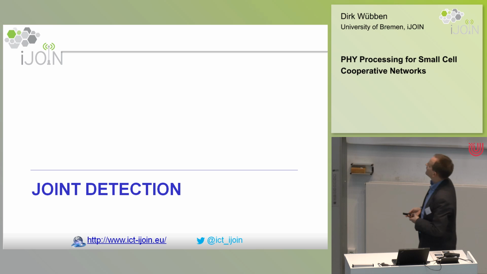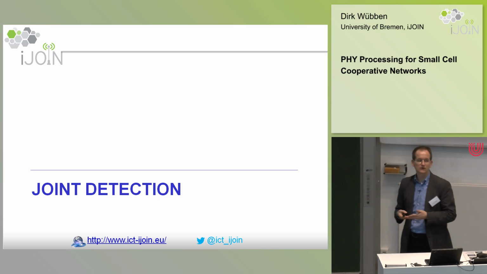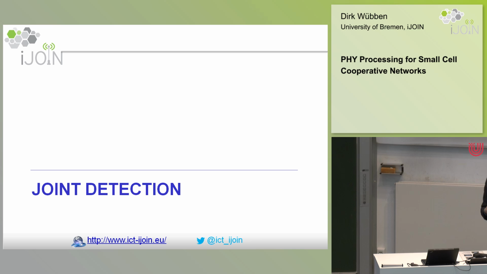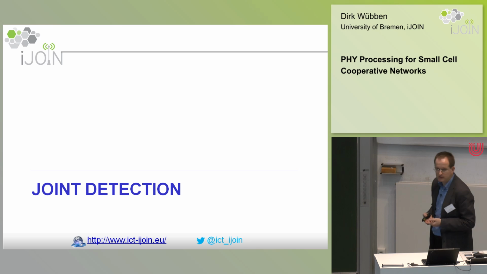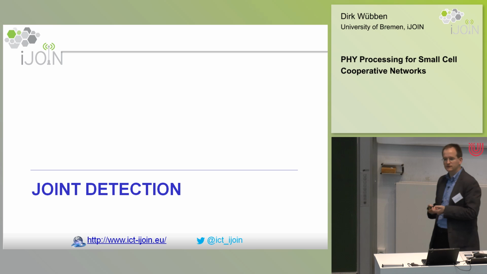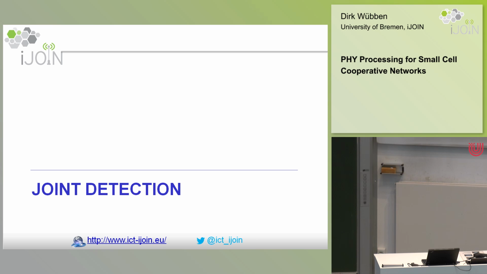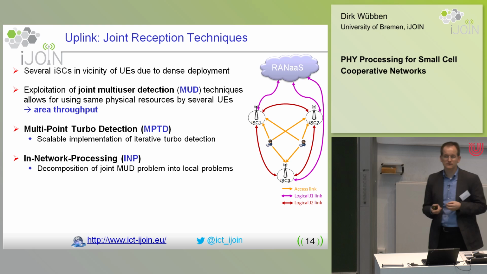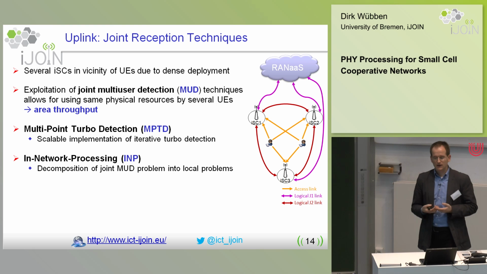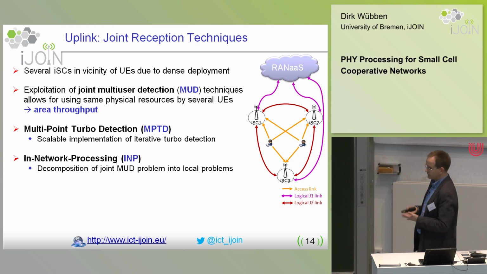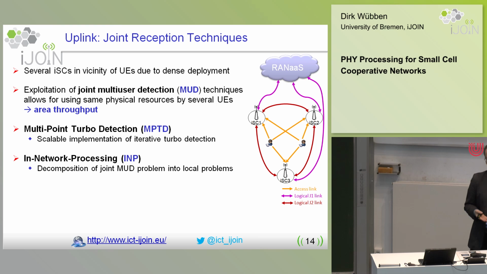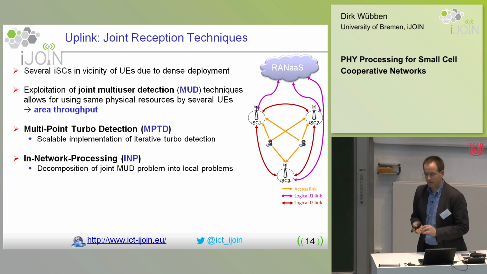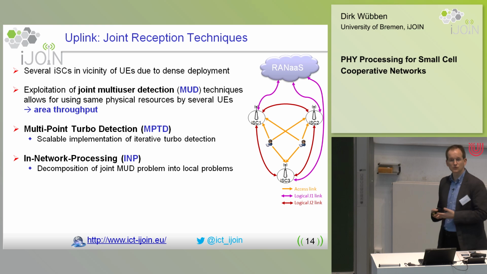This concludes already the first part of my talk, and in the second part I would like to talk about some kind of joint detection techniques, so really physical layer processing in this distributed environment. And this is basically what we are dealing with. We know that we have several ISCs in the vicinity of a user, and of course it would be good to make first of all reuse of the physical resources, but also to perform joint processing of the users in order to achieve the highest throughput for these users in the area.